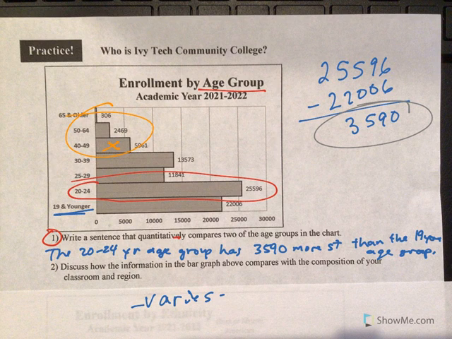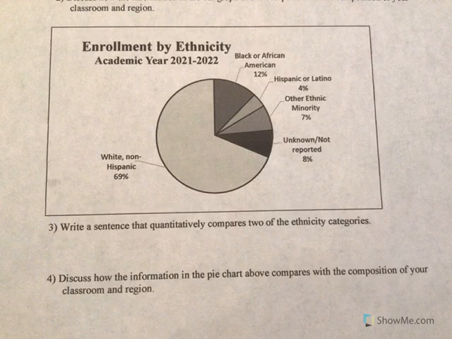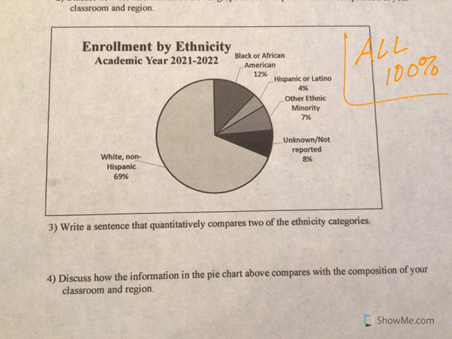But you can look around and see where your people lie, and how that is in relation to the bars. Let's do a little circle graph here. With a circle graph, we know that the circle is all, which means it should add up to 100%. Now we're talking about enrollment by ethnicity. Again, we're going to write a sentence to quantitatively compare two of the ethnic regions or categories.